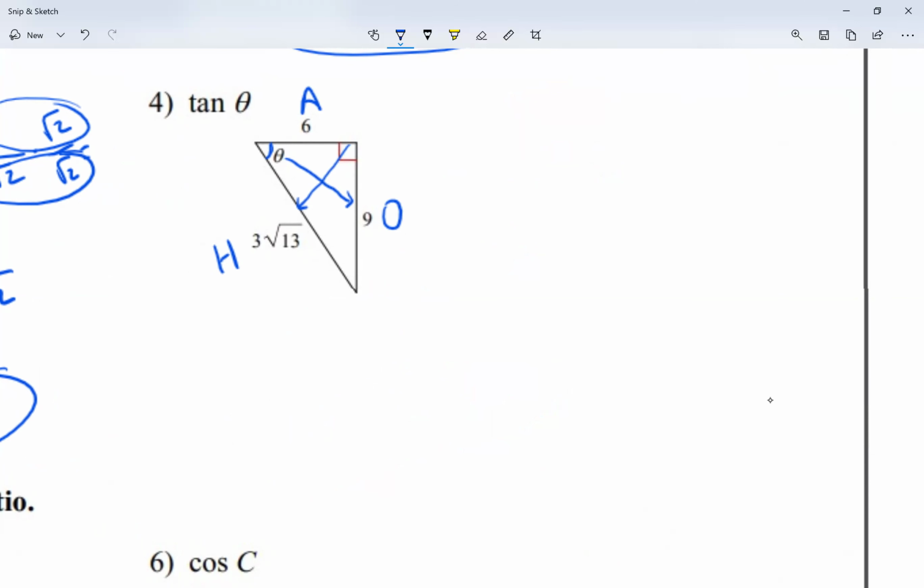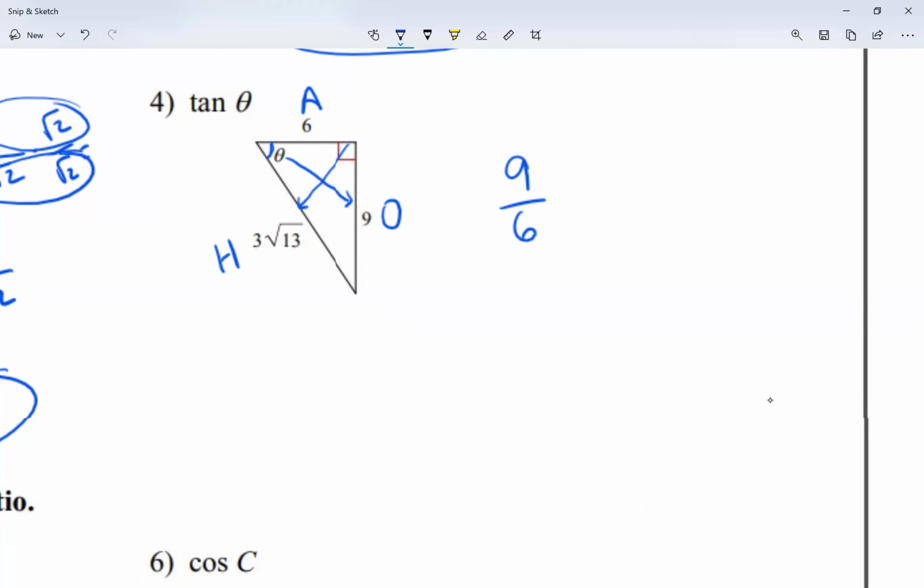Now, according to our table, because I'm asking for tangent of theta, tangent is opposite over adjacent, O over A. So I'm going to go 9 over 6. Some of you might be like, oh, good, it is not the one with the radical. Sometimes we have it, sometimes we don't. However, simplify your fraction. 9 over 6, we can do better. If this was a homework assignment and I typed in 9 over 6, it would mark it wrong because it is not simplified.